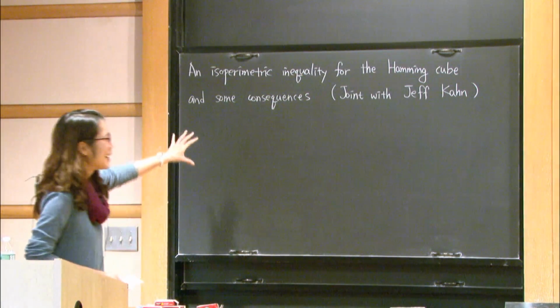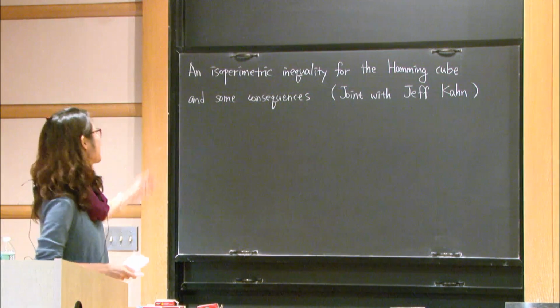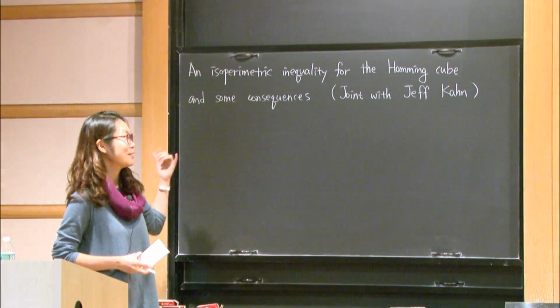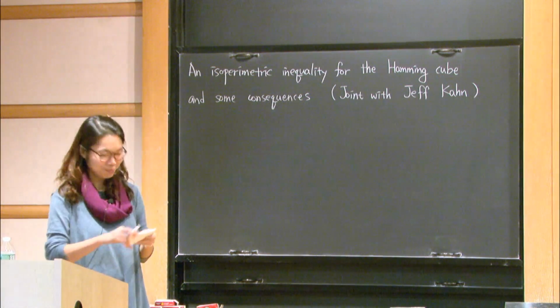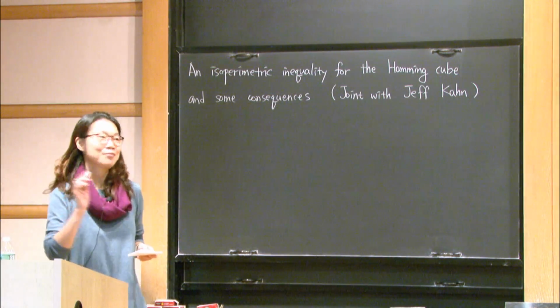So this one is not about the very recent one. This one is about some isoperimetric inequalities for the Hamming cube. Okay, so let me start with some definitions.